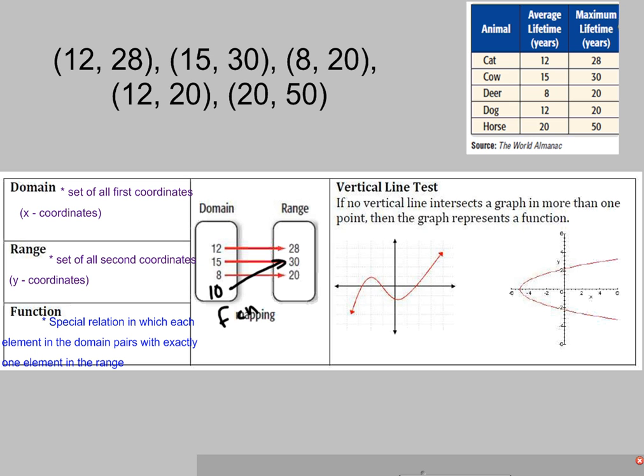So kind of a quick way to determine if something's a function: if I draw a vertical line anywhere and hit 1 point or no points, it's a function. So 0 or 1 is good. If you look over here on the right, I can draw a vertical line and I hit 2 points, not a function. Not a function, not a function, not a function.